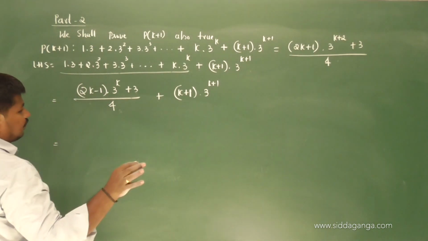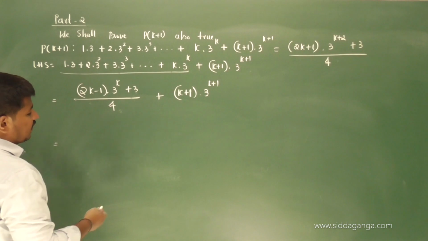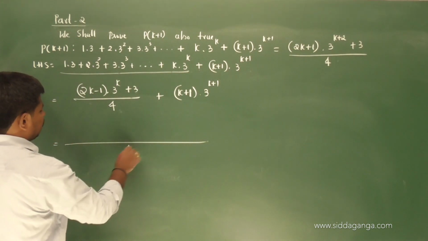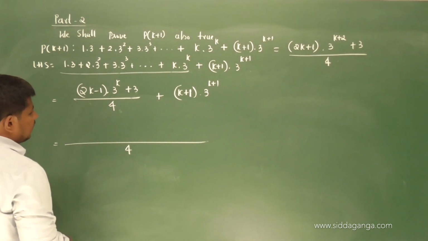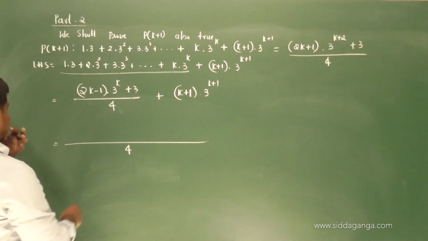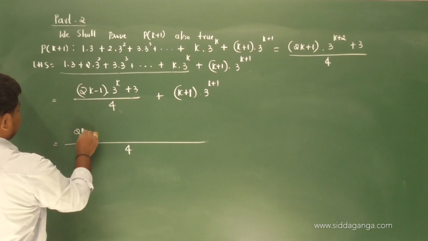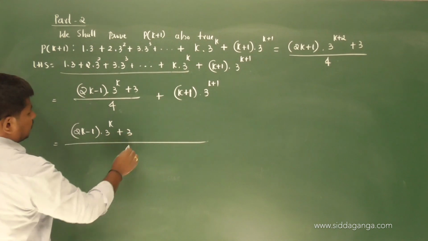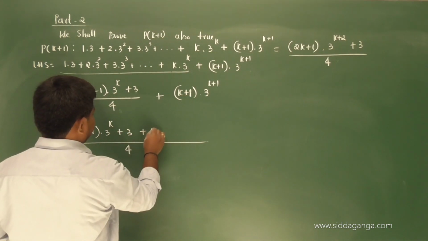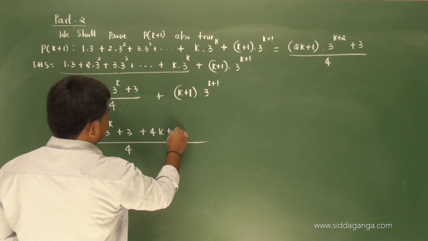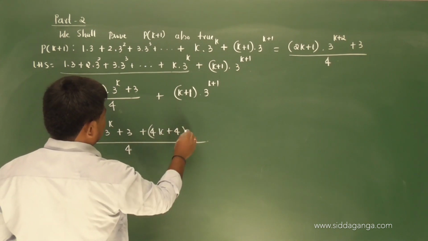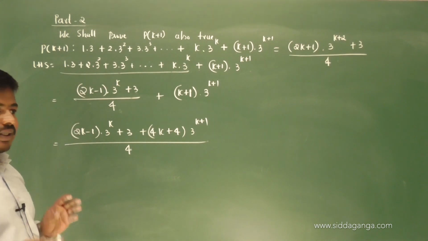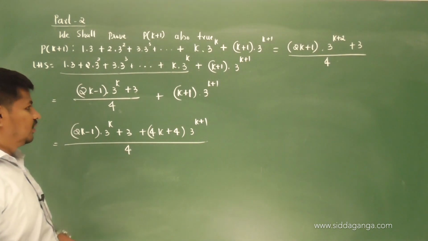Here, so in your mind, what will we do in the next step? Yes, we are going to take the LCM, right? Let me take the LCM. So what is the next step? Right, 2k minus 1 into 3 power of k plus 3. So 4 into this, you get 4k plus 4 into 3 power of k plus 1. Now take the common term, that's it. Take out common terms and simplify, you get the answer.